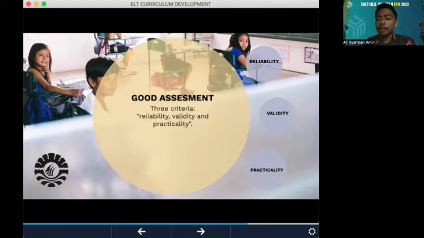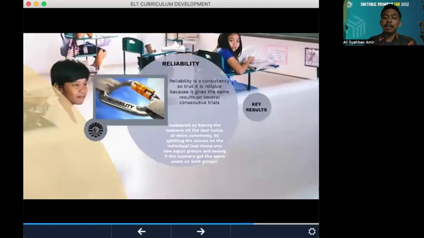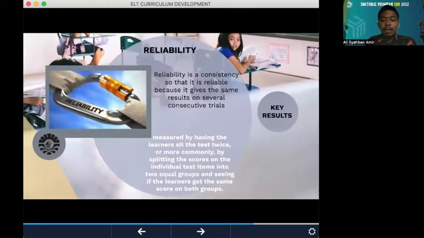Here we come to the meaning of reliability. Reliability is consistency. A test is called reliable because it gives the same result on several consecutive trials. Reliability can be measured by having the learner sit the test twice, even 3 times, 4 times, or more, or by splitting their scores on the individual test items into two equal groups and seeing if the learners get the same score on both groups.